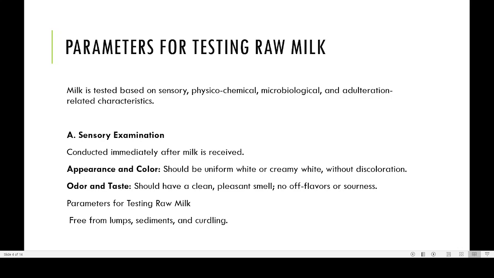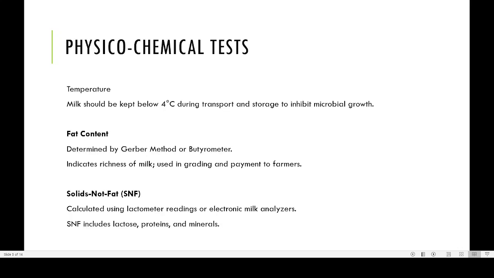There should not be any bad smell or sourness. Sourness may indicate that milk has been spoiled. The lactic acid might have developed in that. The parameters for milk testing: free from lumps, sediments and curdling. So these are some of the important features which we can examine by means of our sensory examination.